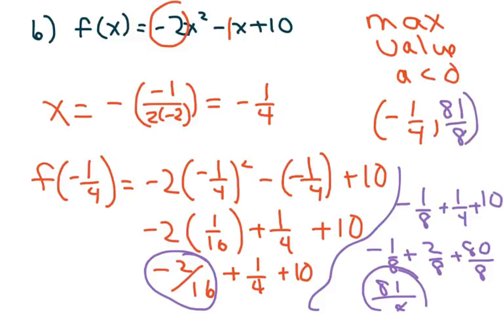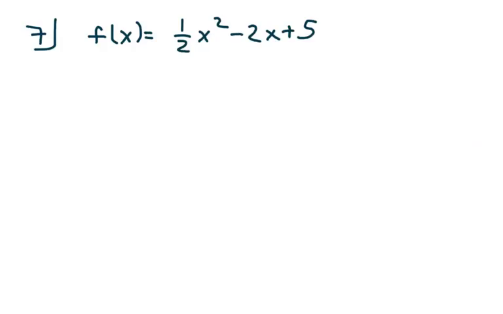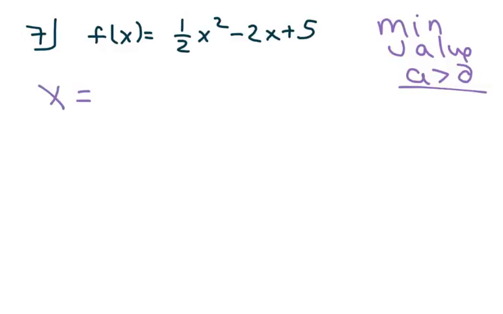All right, and move on. Now, it has a minimum value because a is positive. And to find x, that's negative b over 2a, which is negative 2 over 2 times 1/2. So that's just going to be, 2 negatives make a positive. 2 times 1/2 is 1, so it's just going to be positive 2.